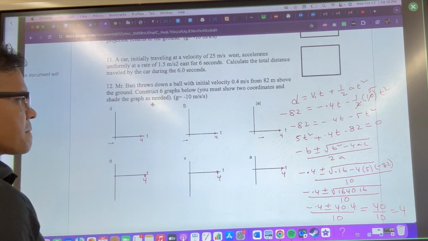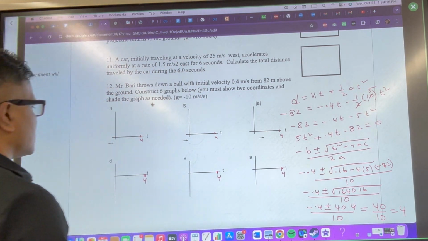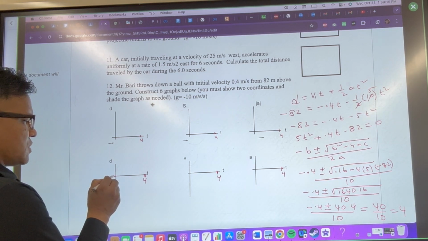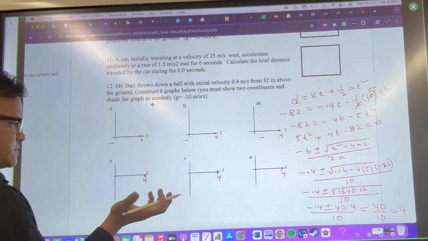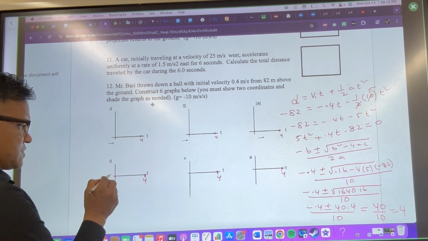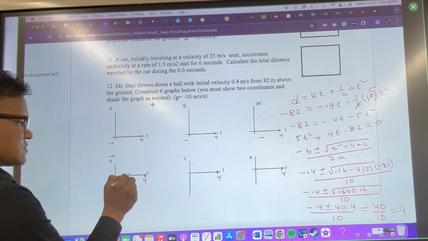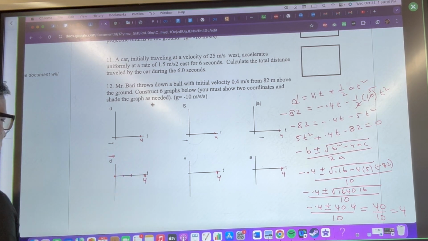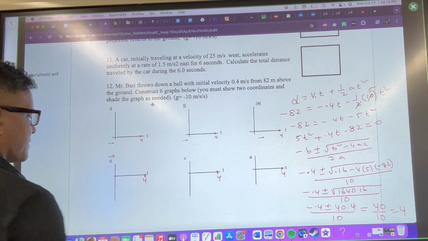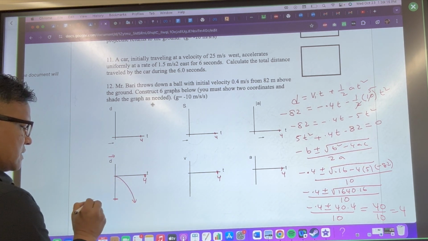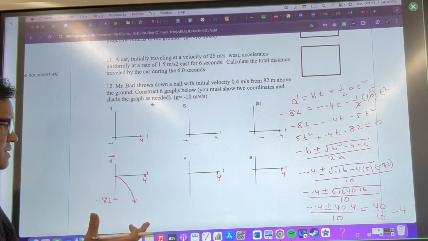Now let's see. This is the rooftop, and we're going to use the rooftop as the origin, 0, 0. That makes it easy. The displacement is 0 here and the time is 0 here. So this is 1, this is 2, this is 3, and this is 4, and so on. And we're going to write negative 82 over here.